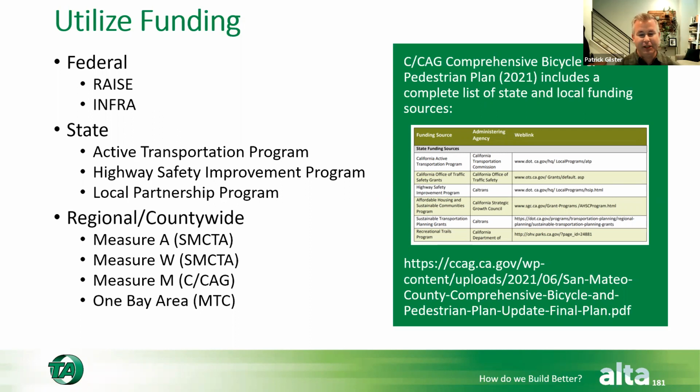And then looking a little bit lower down at our regional and countywide level, we have both the Measure A and Measure W sales taxes that the TA manages, Measure M from CCAG, they just updated their strategic plan for that. And then the MTC One Bay Area grants, which will be coming out soon too. I believe there was a survey of interest from CCAG about that, and there will be more to come on that as well.